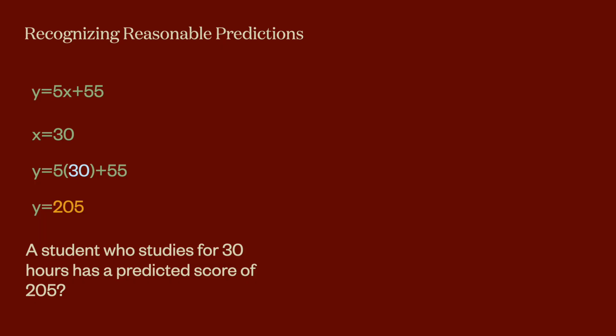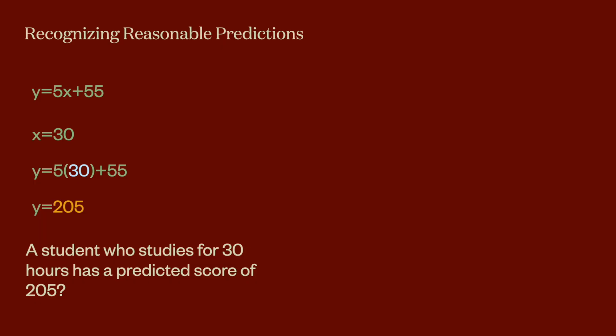So this is an example of extrapolation because the most number of hours I had in my set of data was a student who studied for just a handful of hours. And now I am making a prediction far beyond that. I'm predicting for a student who studied 30 hours. And as a result, I come up with an answer that does not make sense. You cannot have a test score of 205 no matter how much you study. The highest test score you could get is 100. So 205 is outside the range of data.